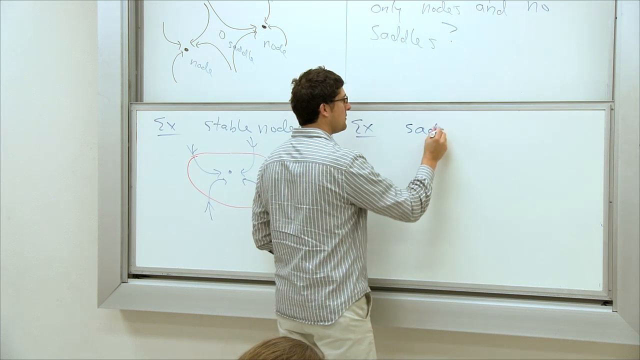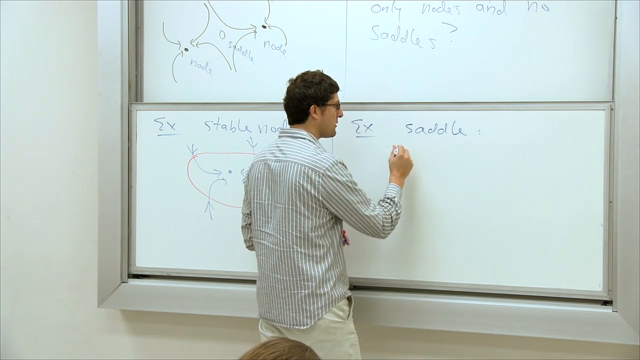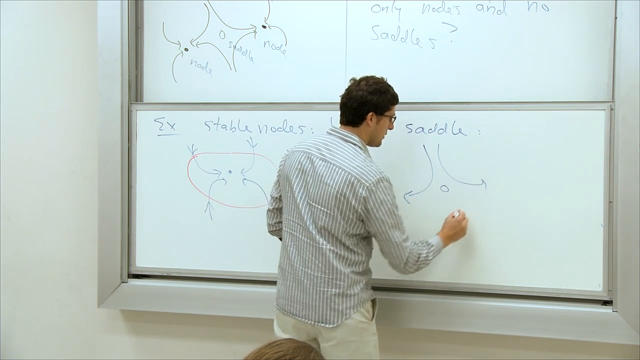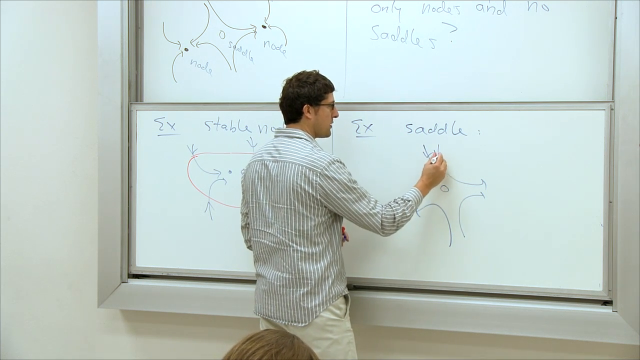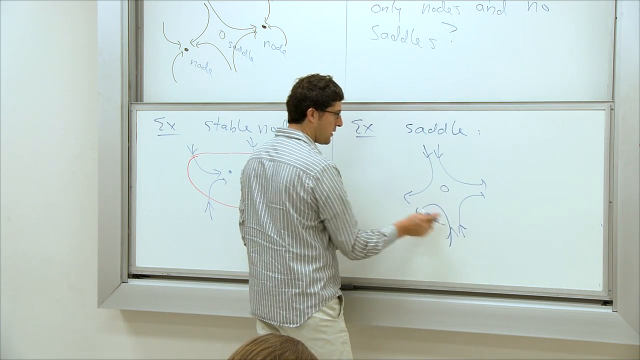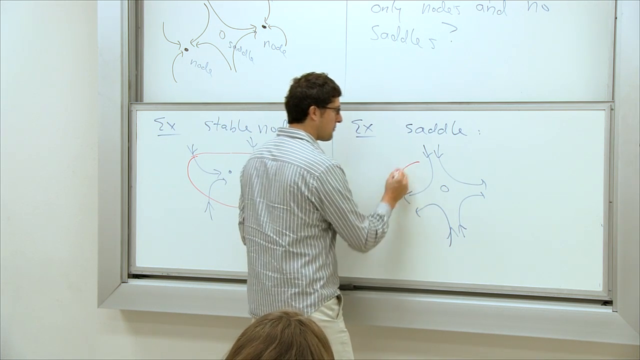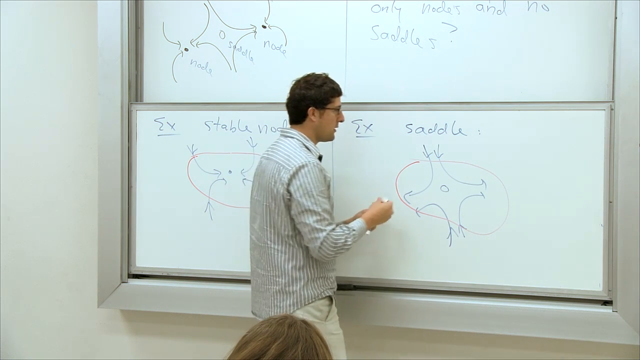Saddle. So suppose that I have a point here and it looks like a saddle. Of course, this is pointing inwards, right? And this is pointing outwards. And I have my closed path over here.